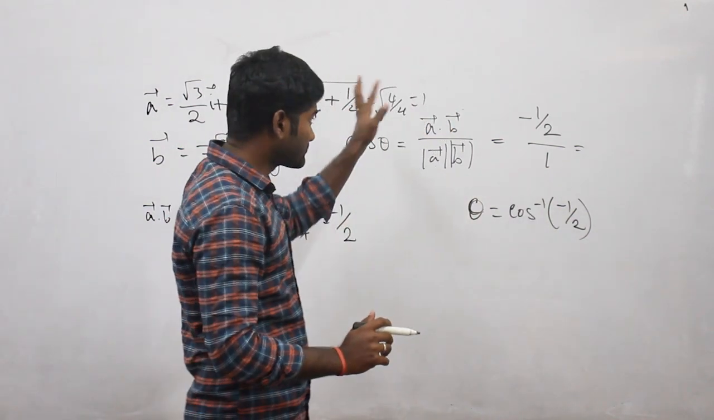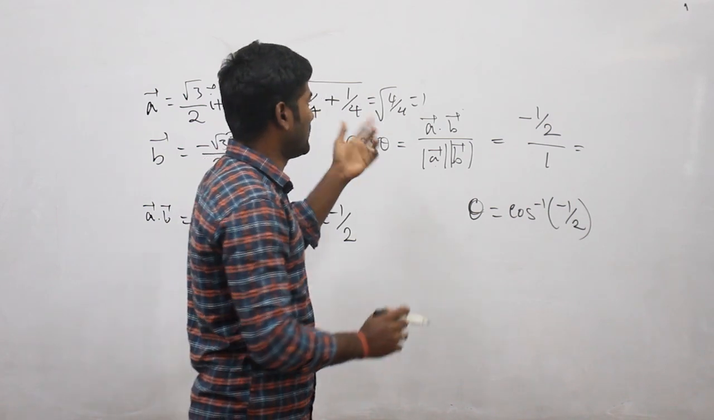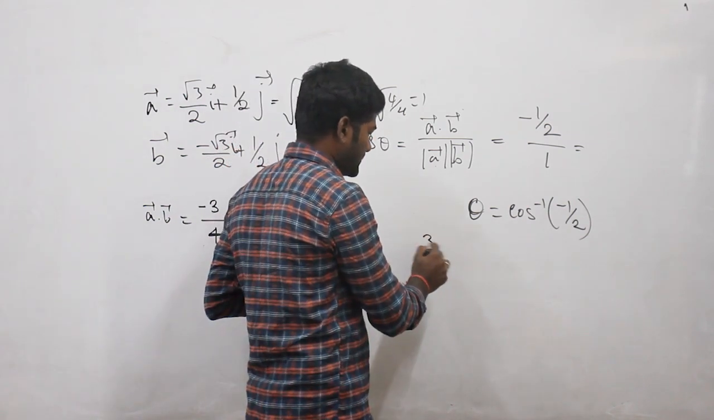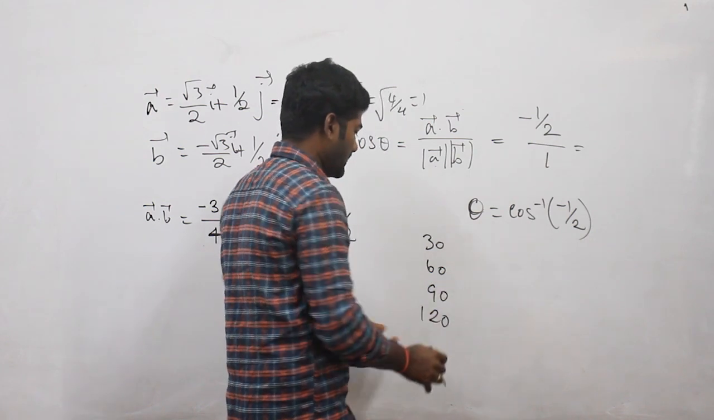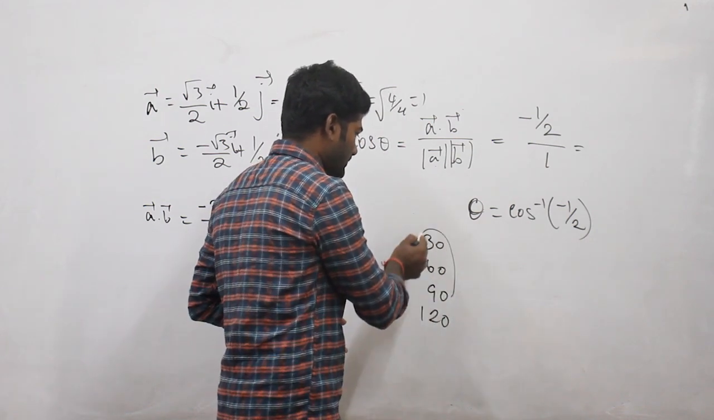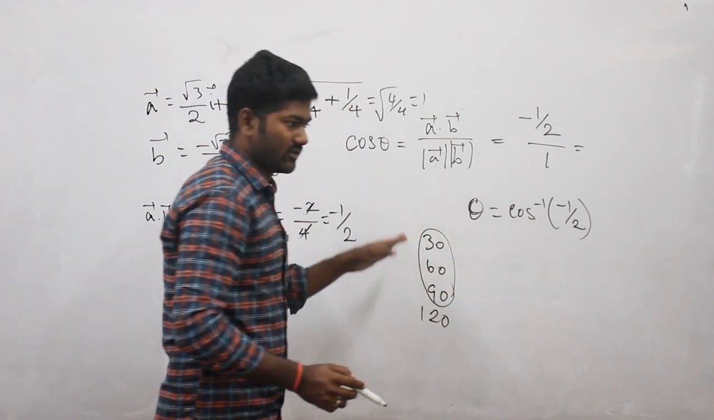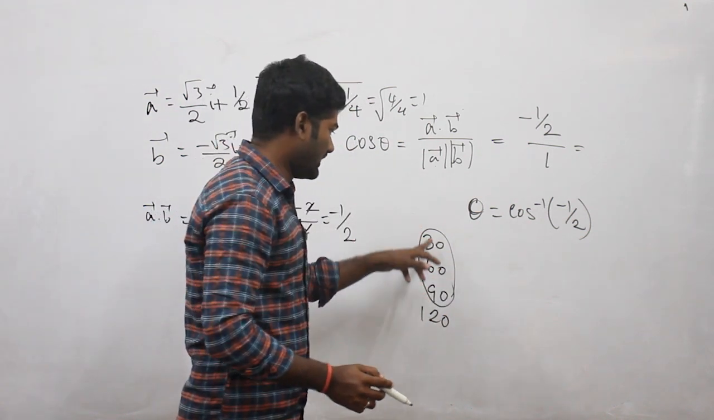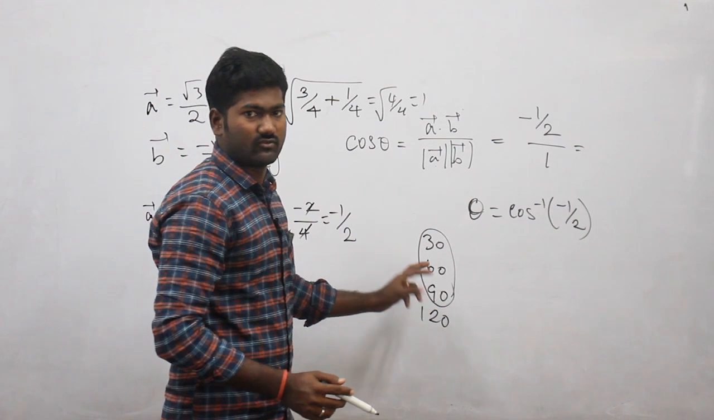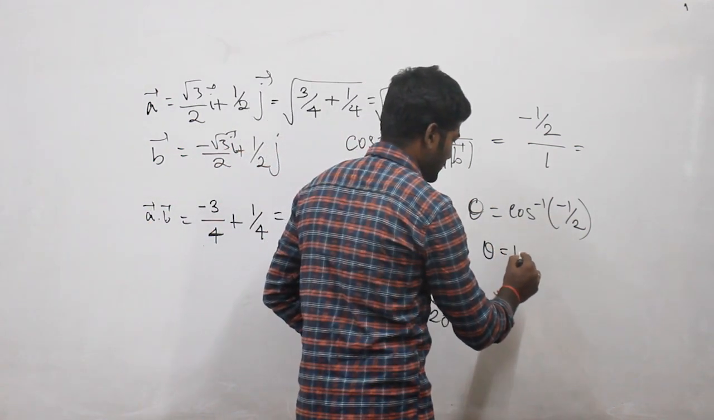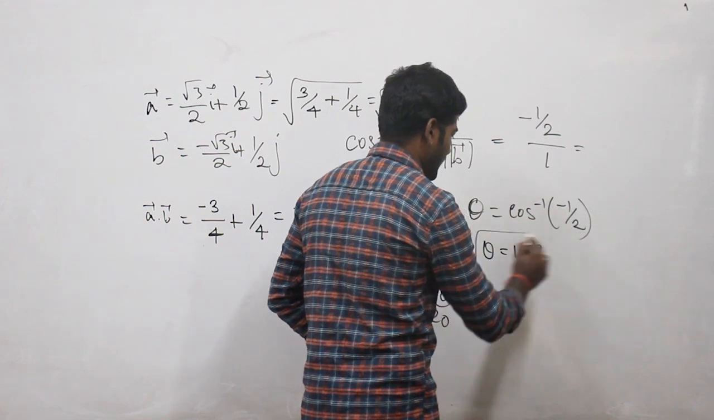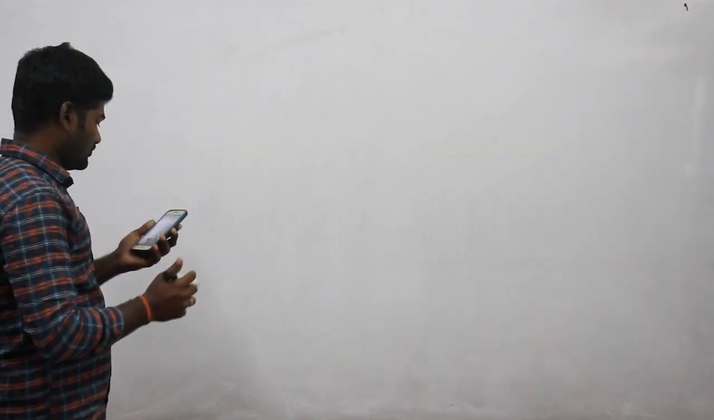Now look at the options. They have given four options. First option 30, second option 60, third option 90 and fourth option is 120 degree, right? You know the sin cos table values for 30, 45, 60, 90. None of those values will come negative. So only if you take 120 degree, it will come negative. So the answer is 120.